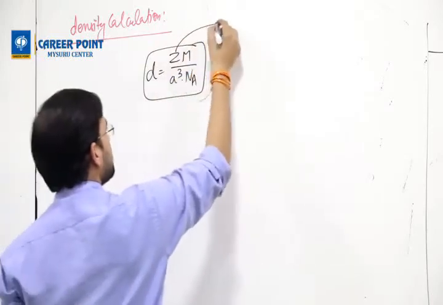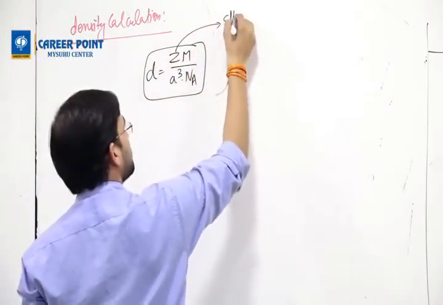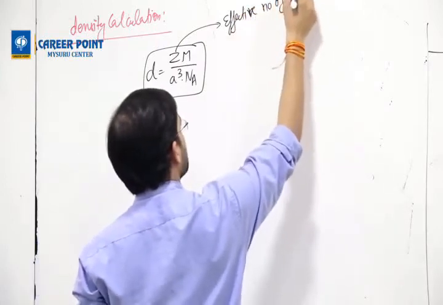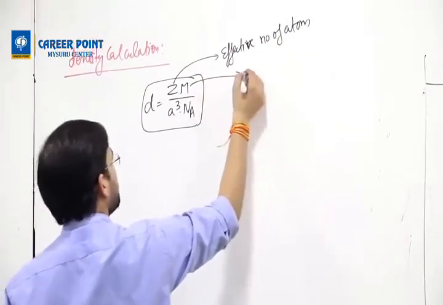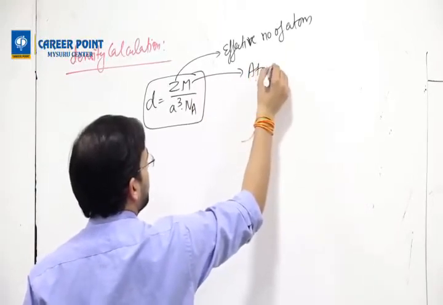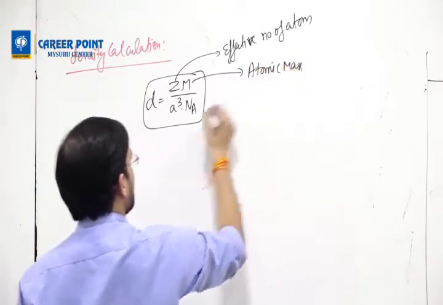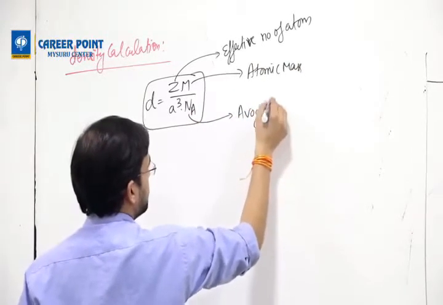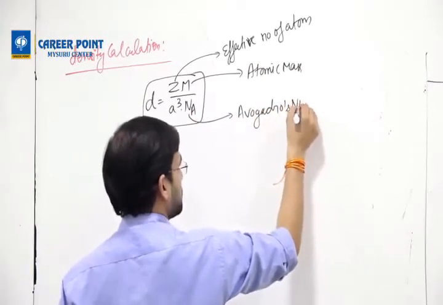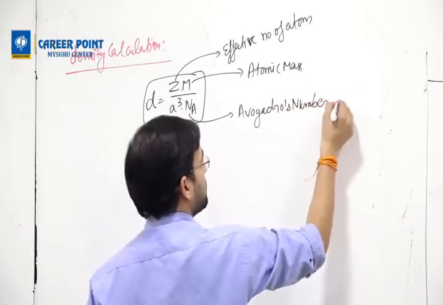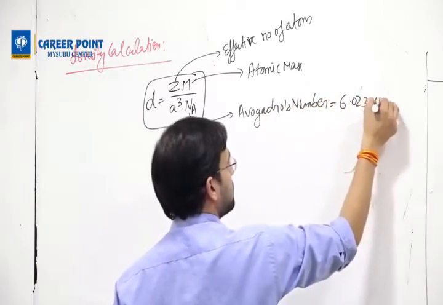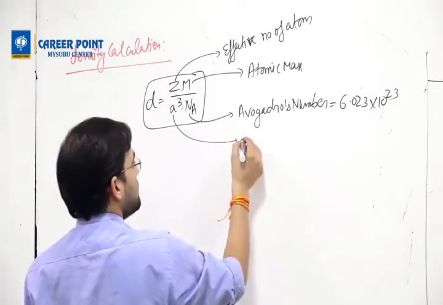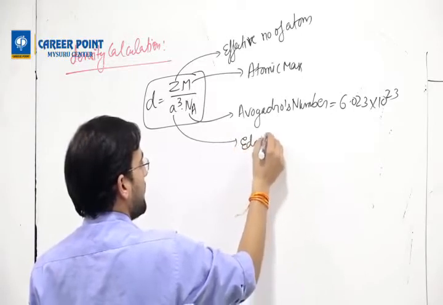What is Z? Z is known as the effective number of atoms. What is M? Atomic mass. What is Na? Avogadro number, which is equal to 6.023 into 10 power 23. What is a cube? a is the edge length.